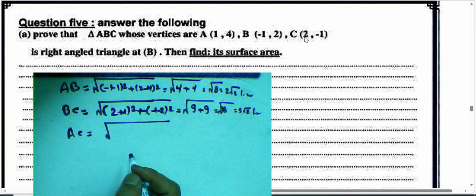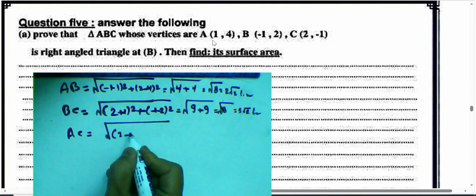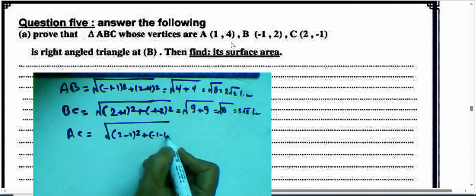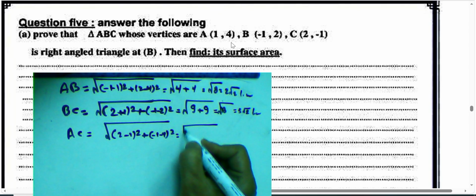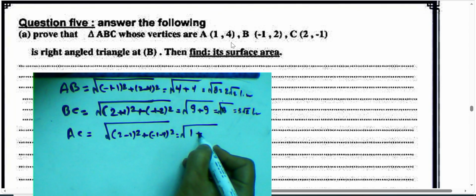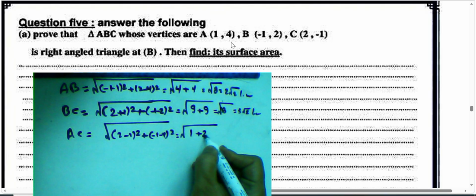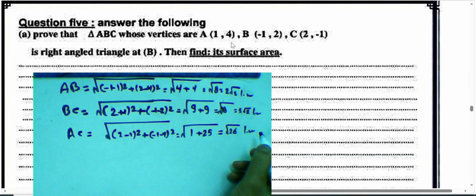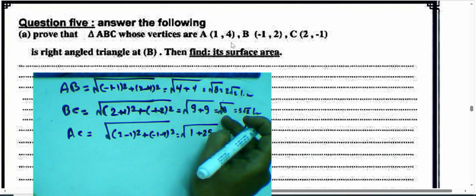AC. Okay, we have 2 minus 1 power 2 and negative 1 minus 4 power 2. And write square root of 2 minus 1, 1 power 2 is 1. Negative 1 minus 4, negative 5 power 2 is 25. The result will be square root of 26 length unit. Look at 26 equivalent to 18 plus 8.